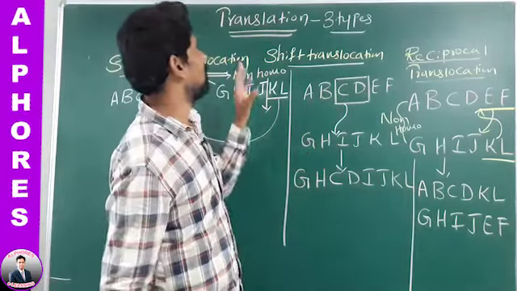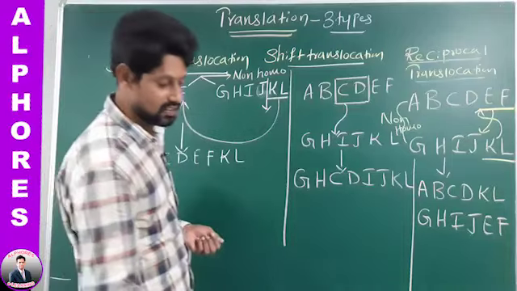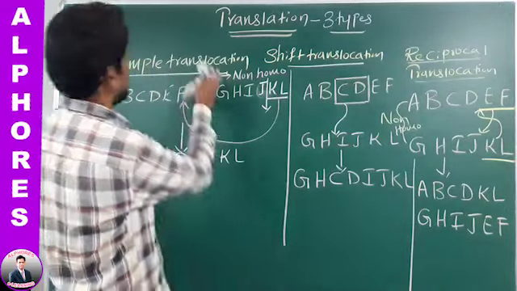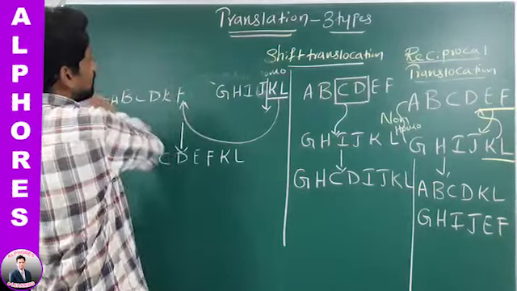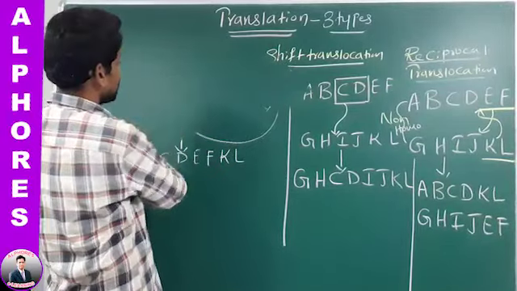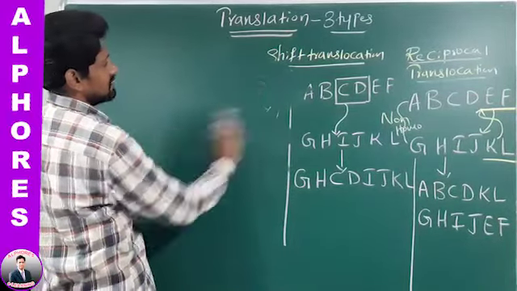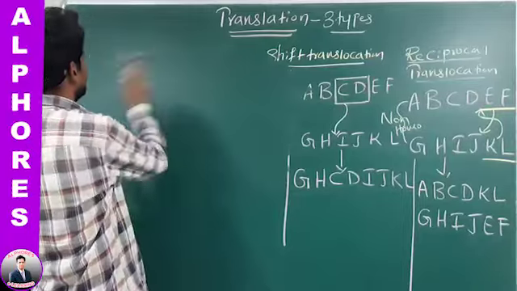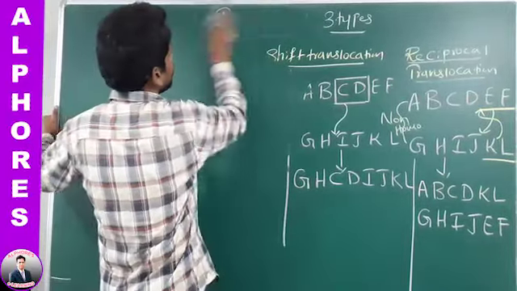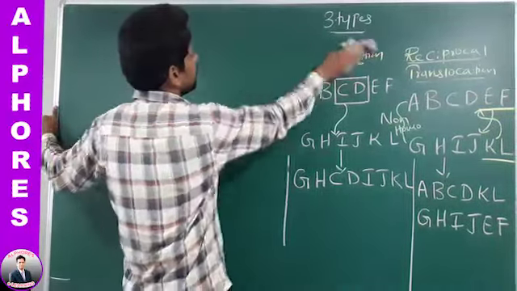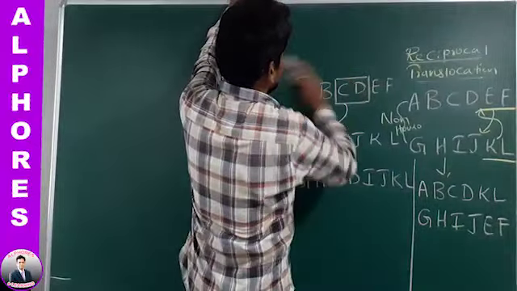This is about translocations. How many types are there? 3 types. What are they? Simple translocation, shift translocation, and reciprocal translocation. With this, we completed translocations.